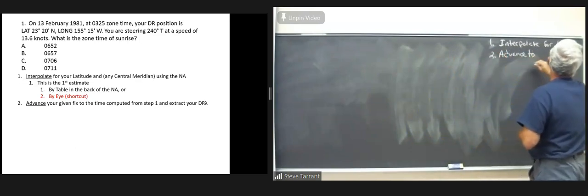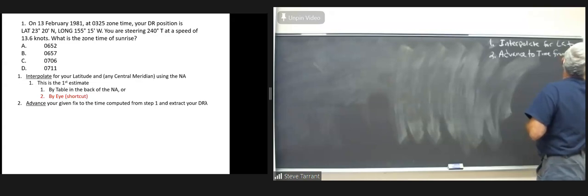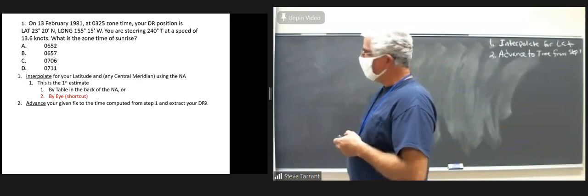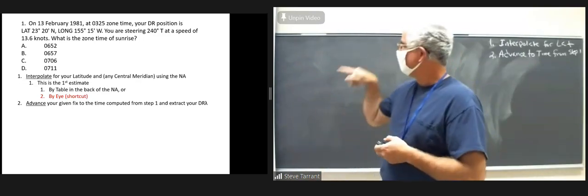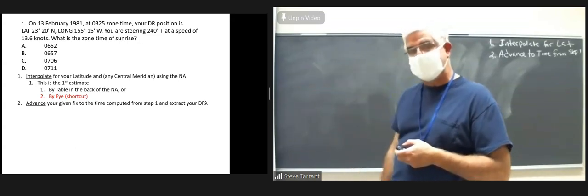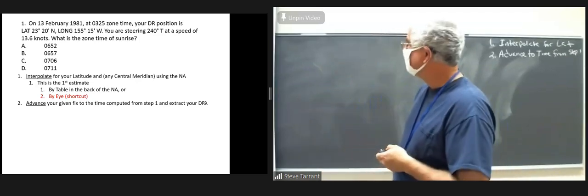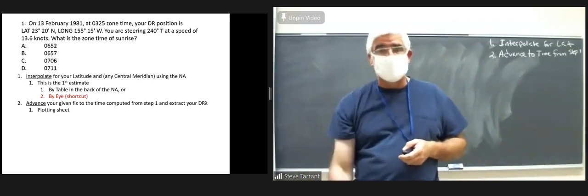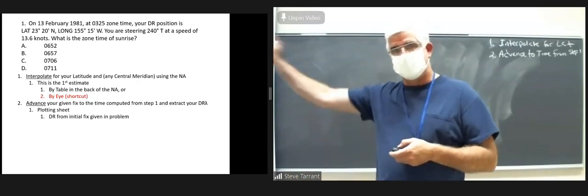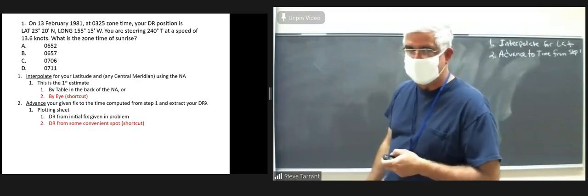Okay, step 2. Advance to the time from step one. So we're going to figure out what time it's going to happen for our latitude. Then we're going to advance to that time. Now we're getting ready for our second cozying up. Now, how are you going to do the advance? You can use the plotting sheet. You can DR from the initial fix given in the problem on the plotting sheet. There's a little shortcut I'll show you at the end where you can just use any spot on the plotting sheet.